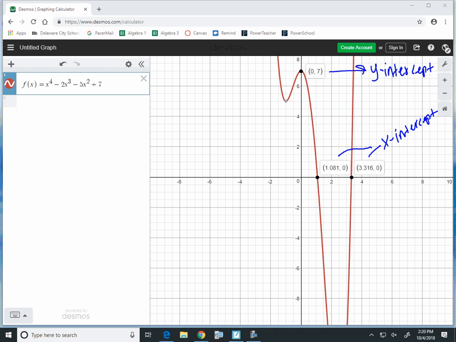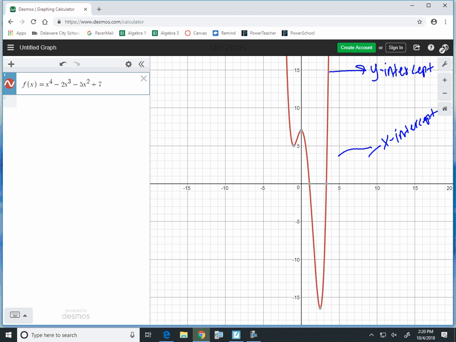Okay, zoom out and click on the gray dot to find the minimum value. So there is a minimum value here, but you have to zoom out to be able to find that. Okay, it's all the way down here. If you zoom, zoom, zoom, you should be able to find that.